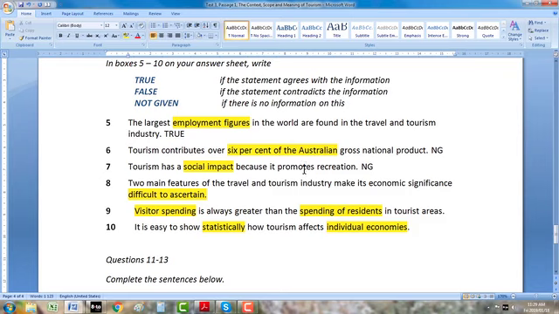It doesn't mean that if one exists, the other one doesn't exist. So maybe tourism promotes recreation. We don't know. Tricky one that. But make sure you understand why it's not given and why it's not false.